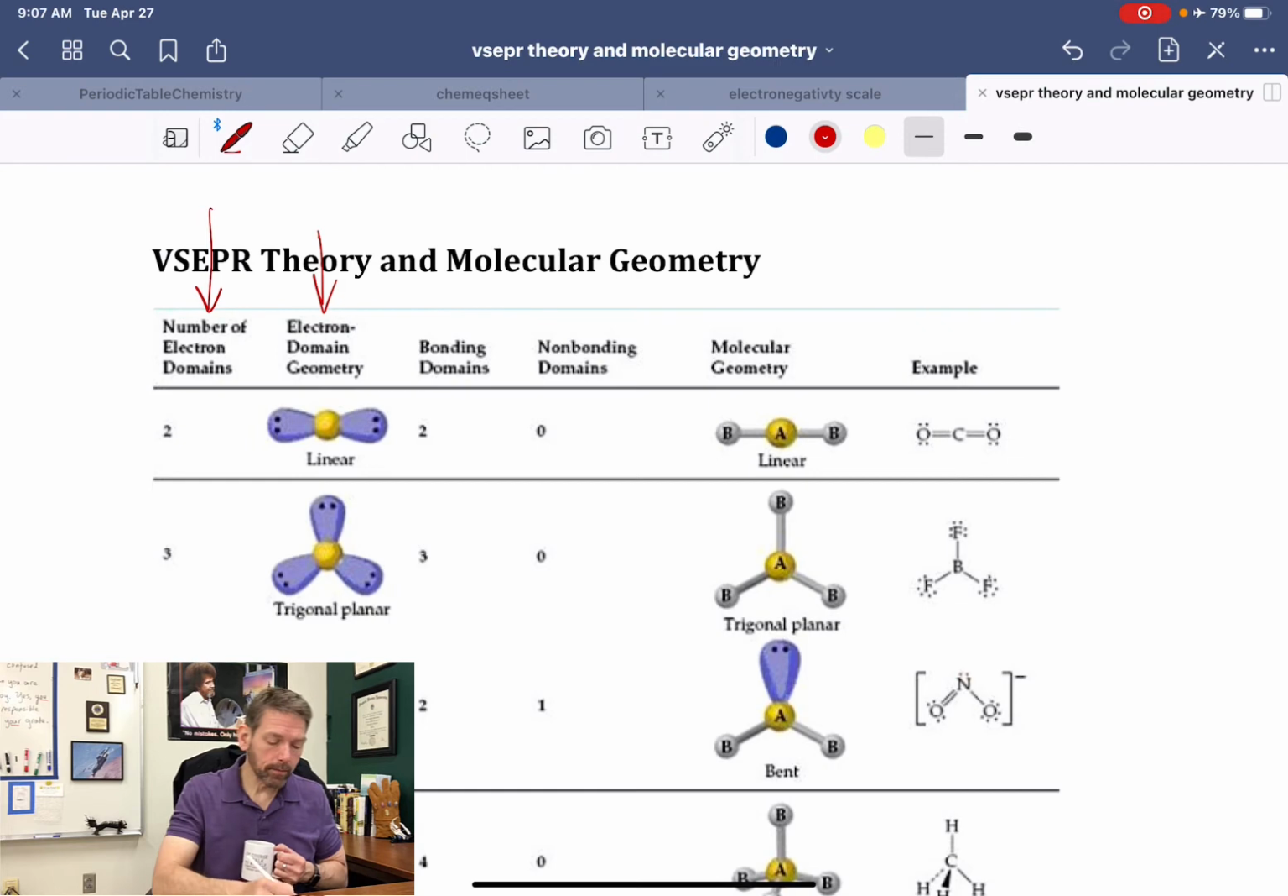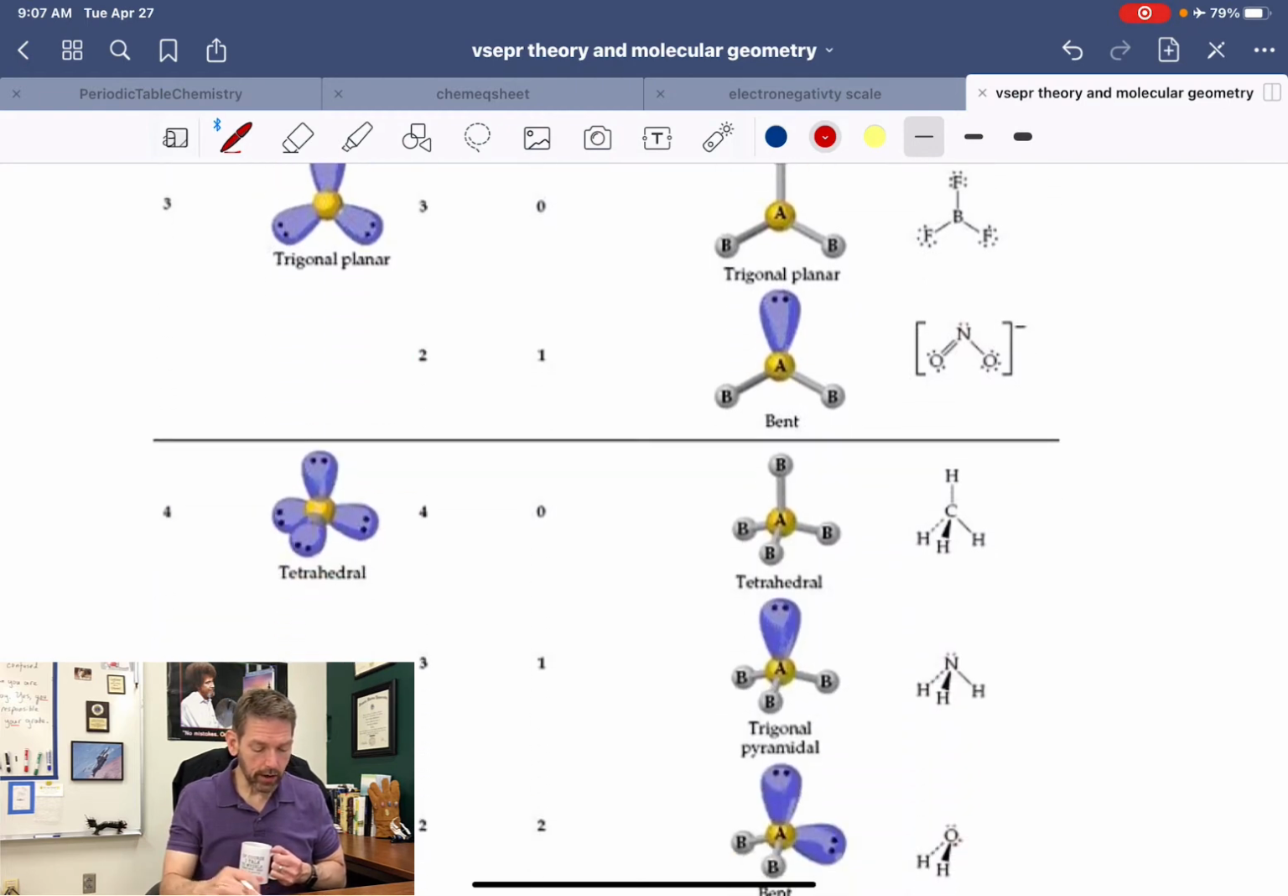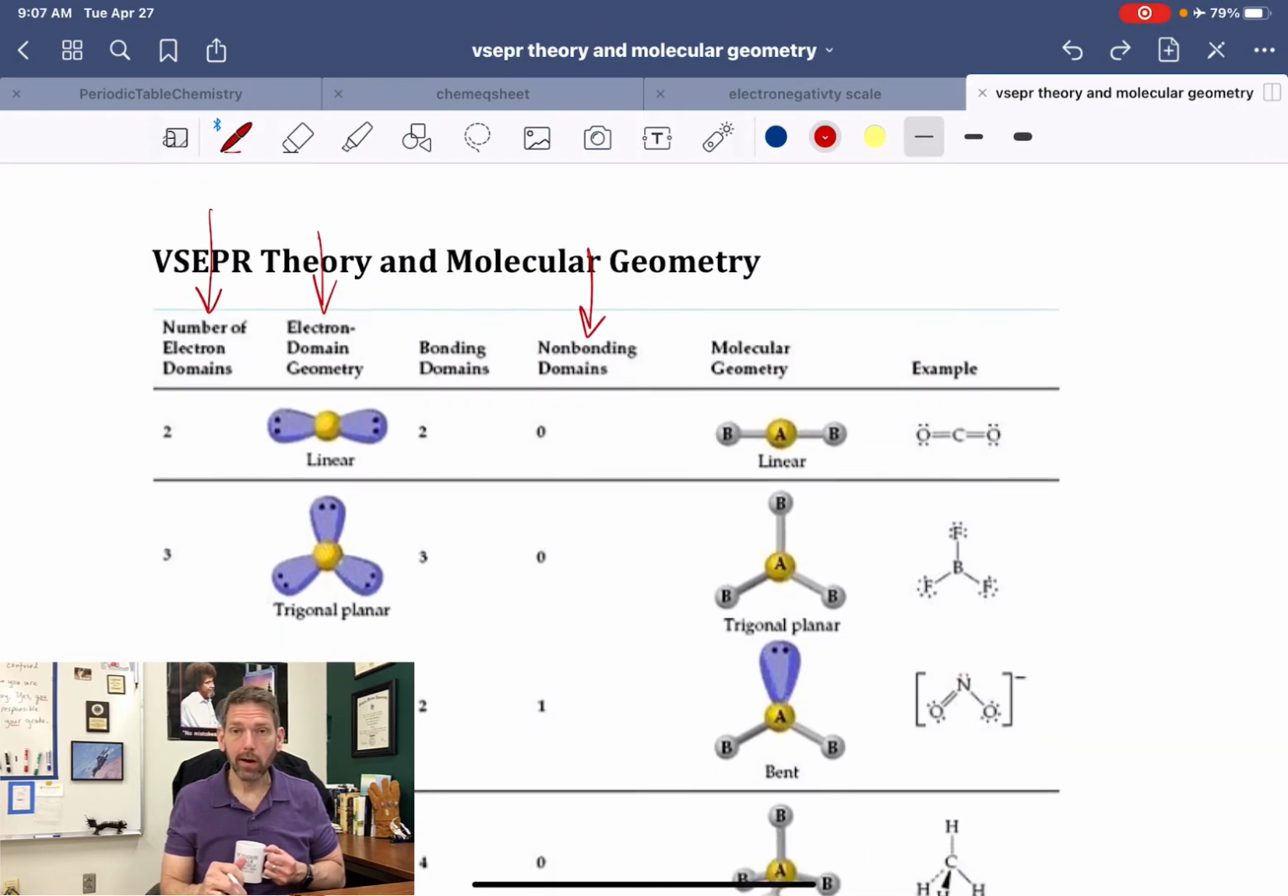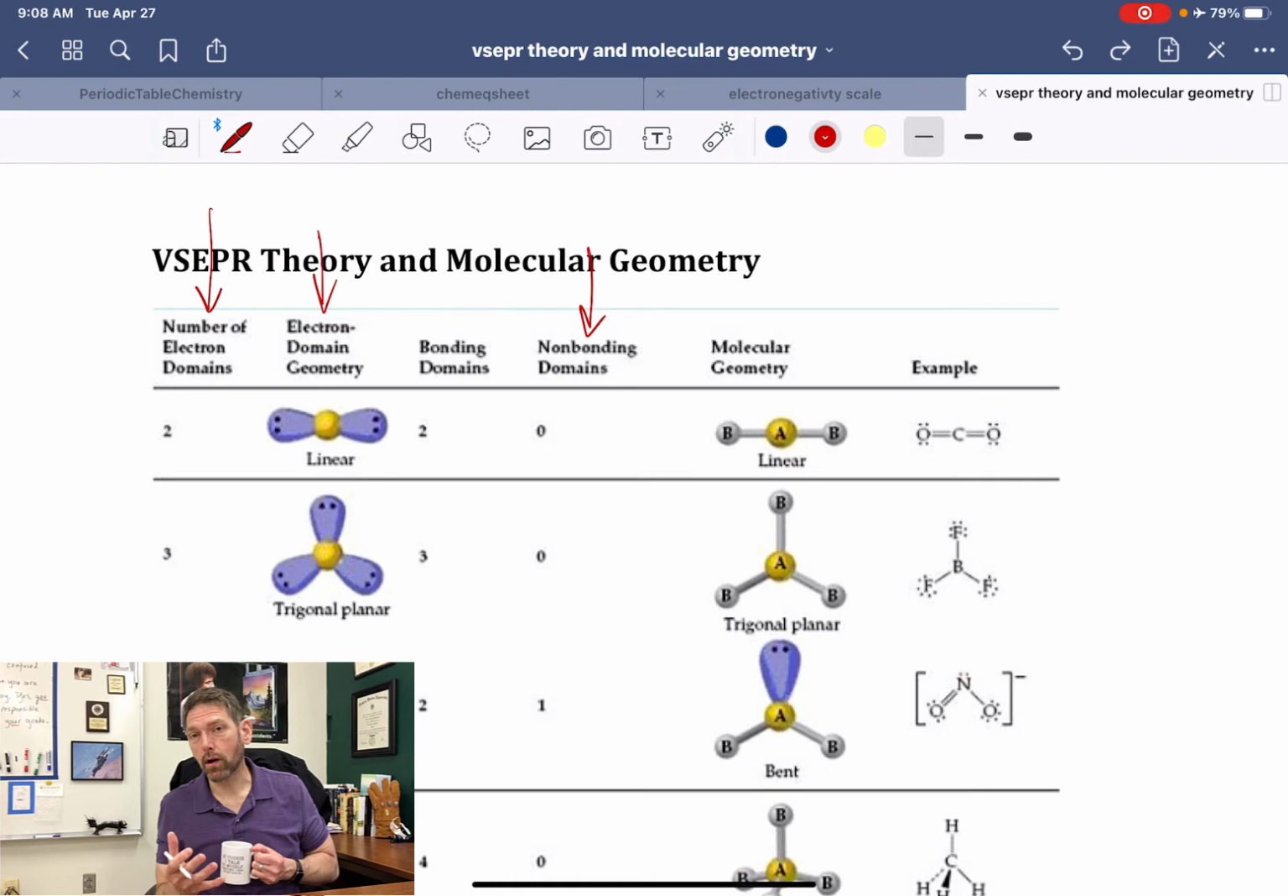Non-bonding domains right here would refer to, if you scroll down here, where you see a 1 right here. We'll get to this example later, but it basically means where electrons are in lone pairs and not between atoms. That's essentially what that means. Nothing to memorize. After you learn to build these things, you can automatically evaluate the molecules for that.